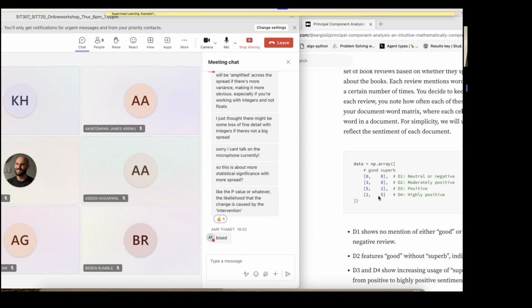Let me make it simple. Just focus on this data point. If we only use super, we can say it's 0, so we may think of it as a neutral or negative review. But if you have the information of good, you will know this is positive, right? So this is the reason why we want to consider both features.